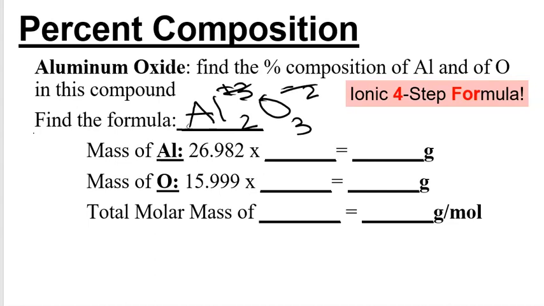All right, so now I know I've got 2 aluminums. I got that from my formula. And this is multiplied by the mass of aluminum. That came from the periodic table. So I'm going to say 26.982 times 2. I'm going to put that in my calculator. 26.982 times 2. That gave me 53.964 grams.